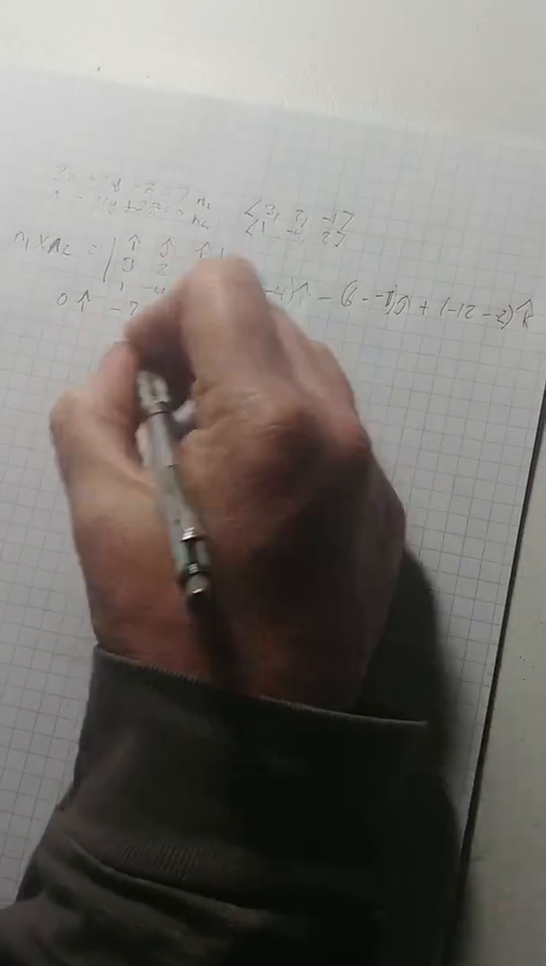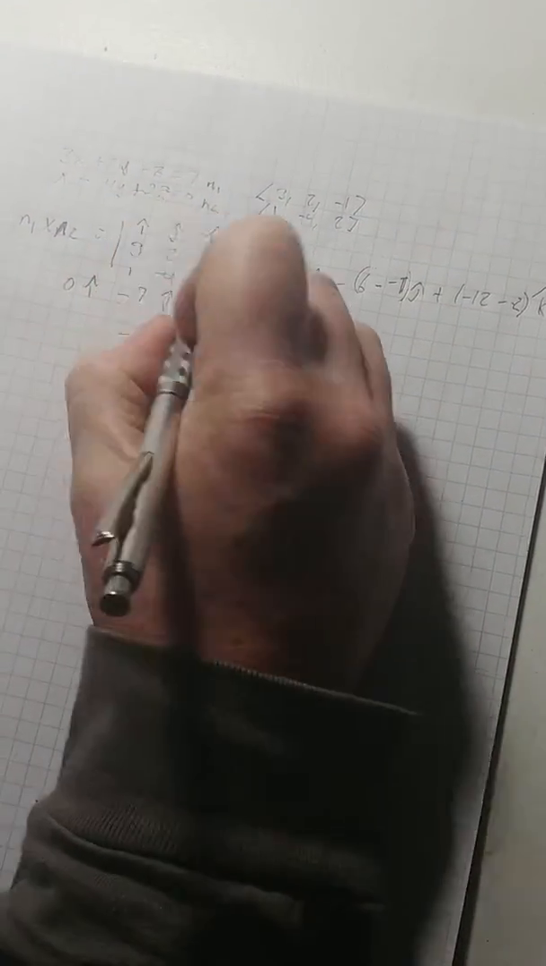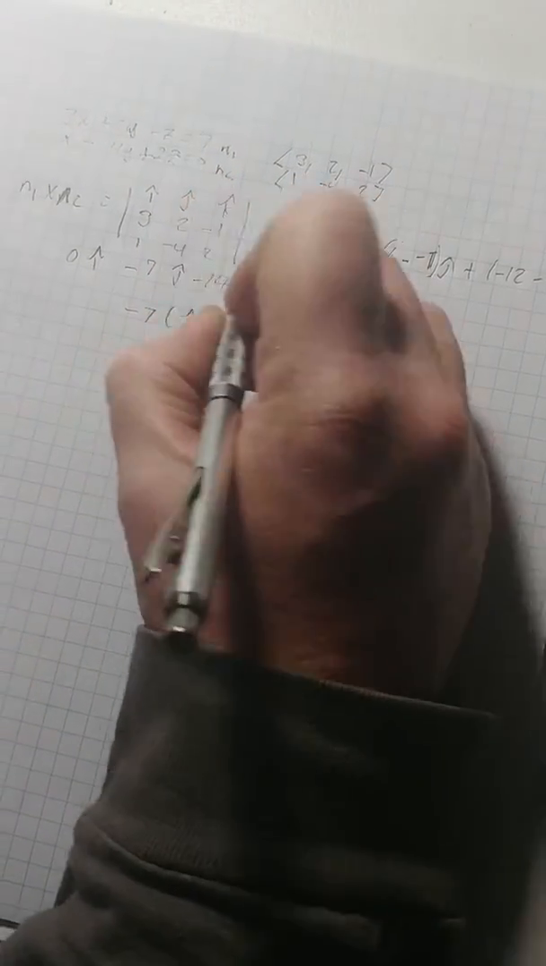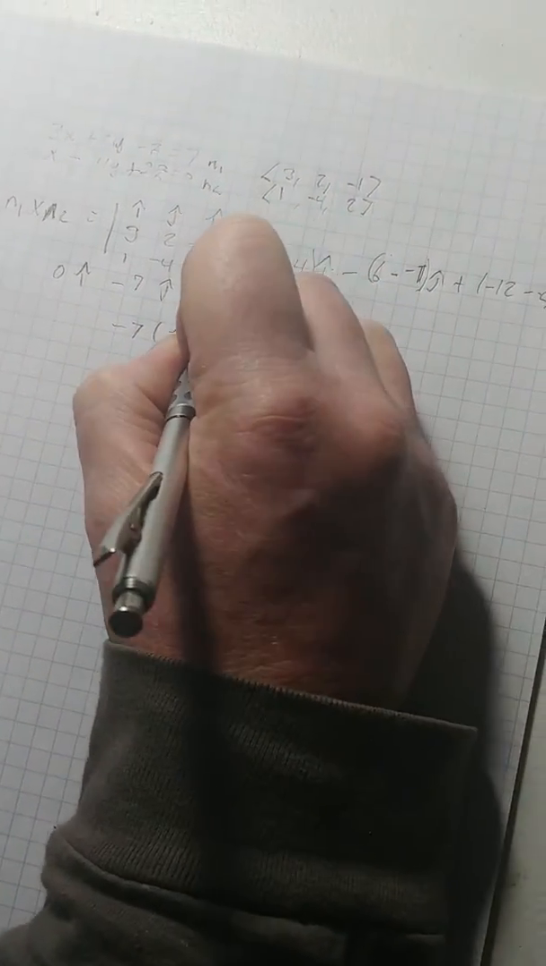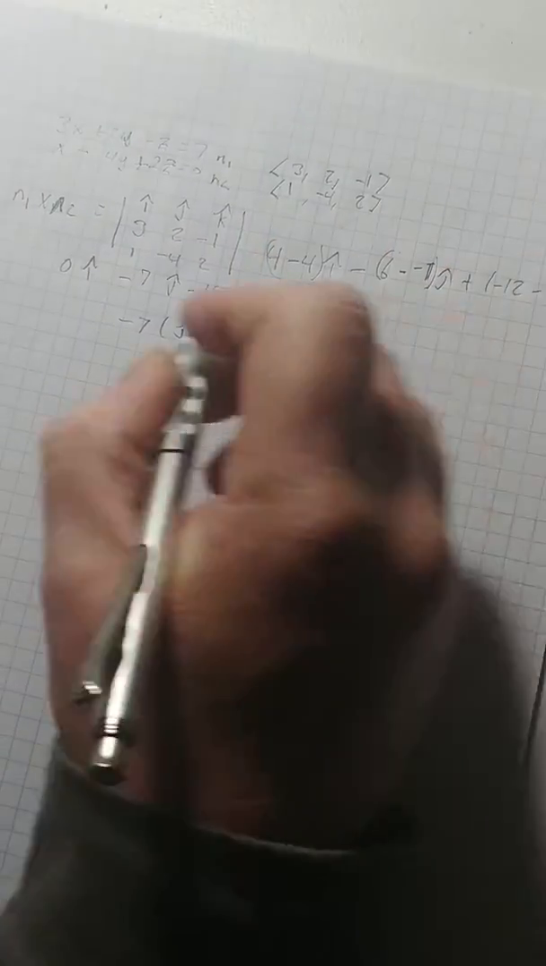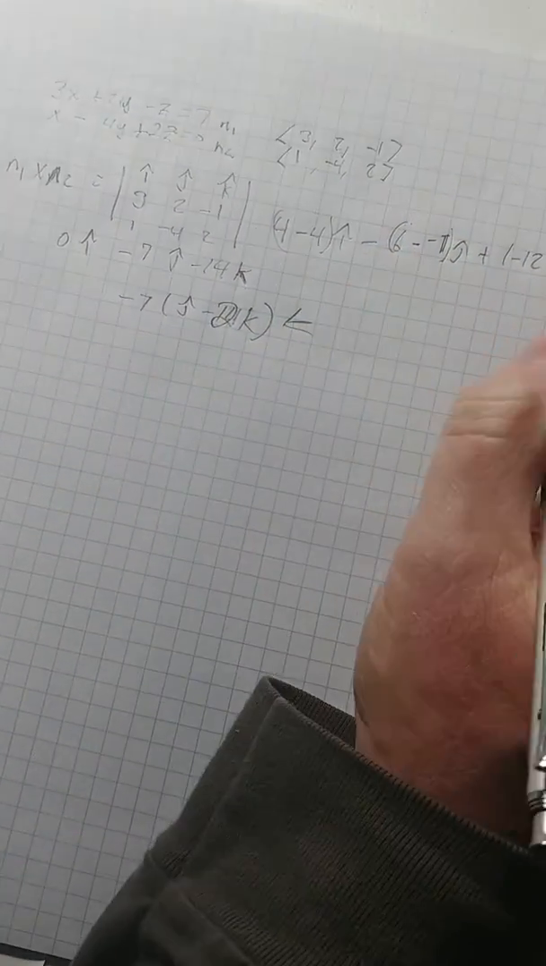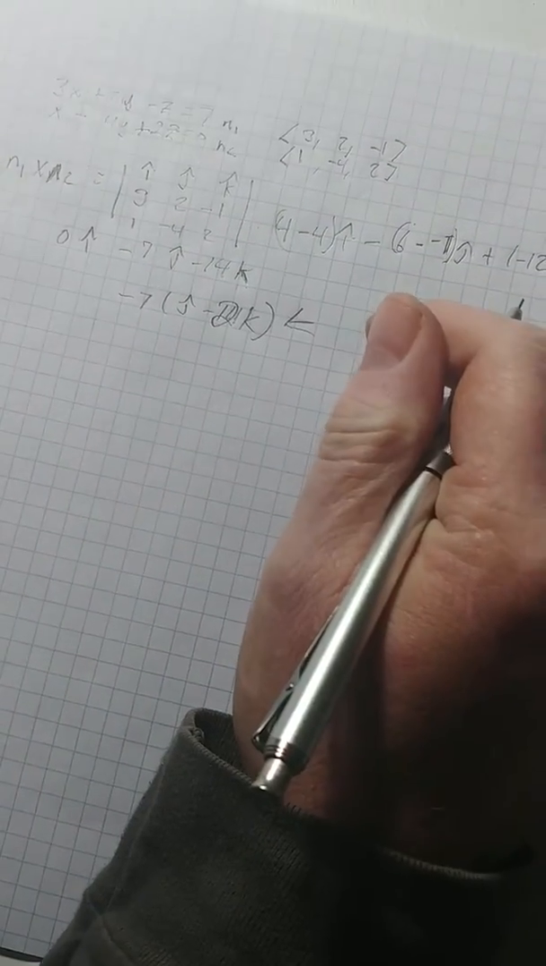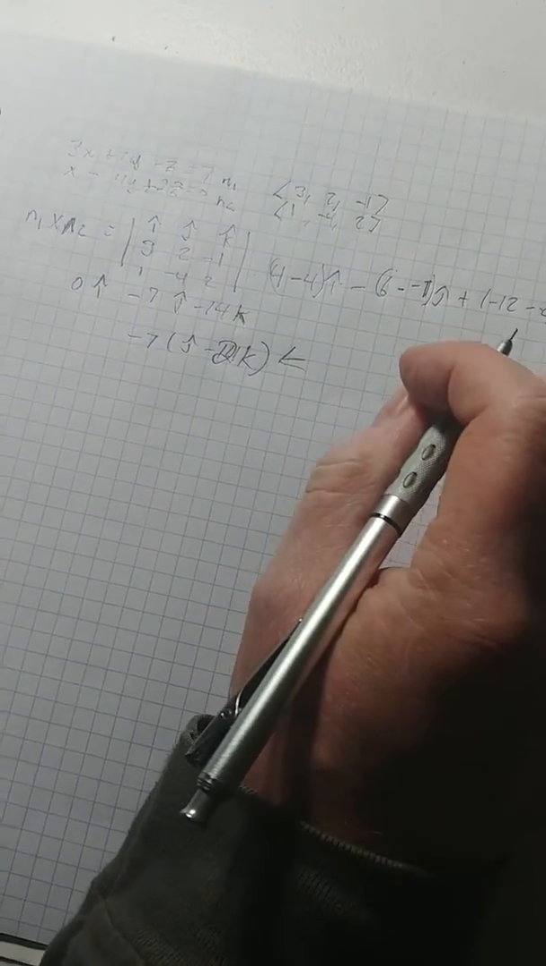We could just factor out a negative 7 here. So we'd have negative 7 times j direction minus 2 in the k direction. This is the direction of our line, our direction vector. I'm sorry, I'm tired tonight.